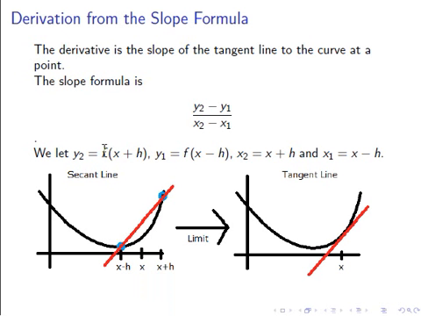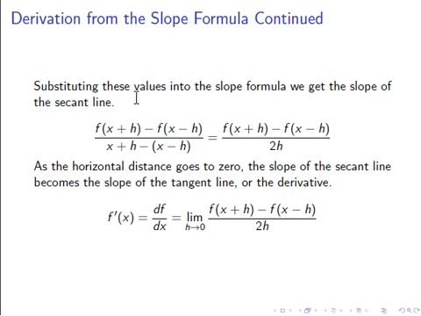So algebraically, we let y2 equal f of x plus h, y1 equal f of x minus h, x2 equal x plus h, and x1 equal x minus h. So we substitute these values into the slope formula and we get the slope of the secant line. Notice that x plus h minus x minus h is just 2h. As the horizontal distance h goes to 0, the slope of the secant line becomes the slope of the tangent line, or the derivative. So f prime of x equals df dx equals the limit as h approaches 0 of f of x plus h minus f of x minus h over 2h.